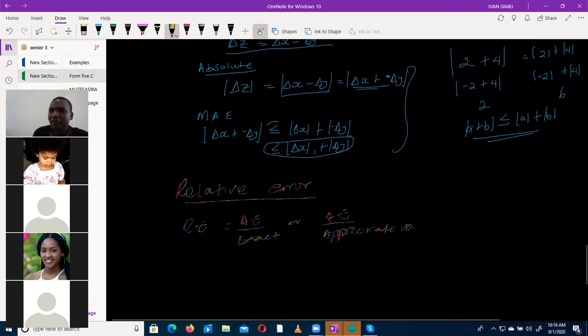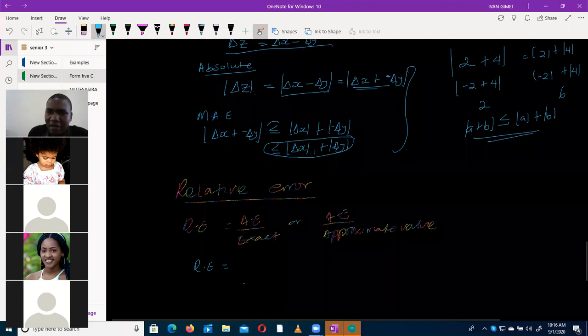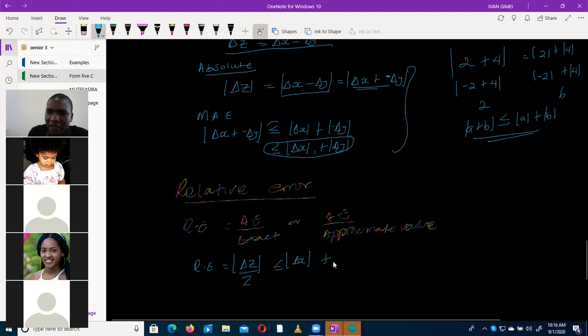The approximate value. So let's see. My relative error will be the same as what is my error in Z out of, if I use the exact value, capital Z. And we know that this already is less or equal to, we found it here, error in X modulus plus error in Y modulus divided by capital Z, like that.